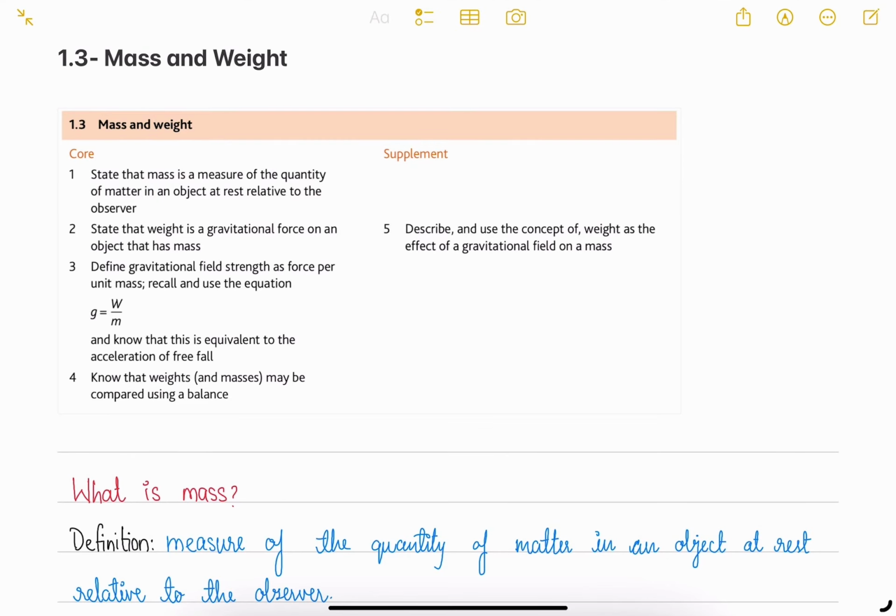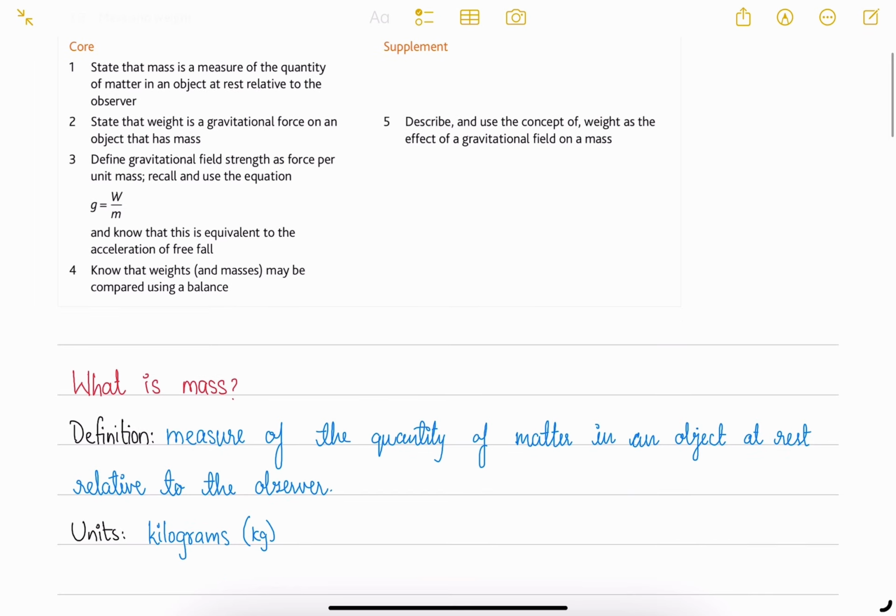Today we'll be doing IGCSE Physics, 1.3 mass and weight. So this is the syllabus content. So let's get started. First of all, what is mass?